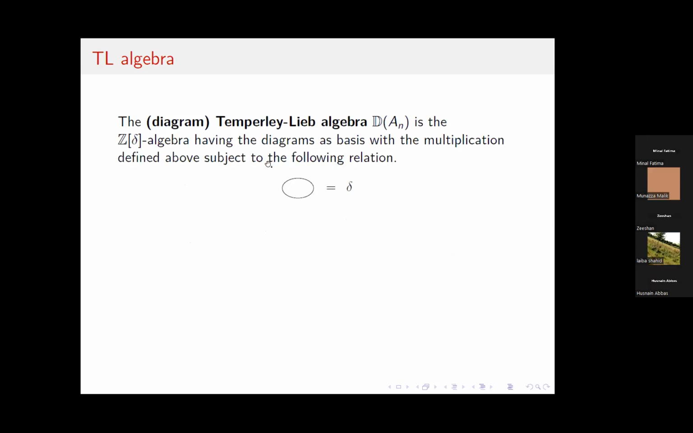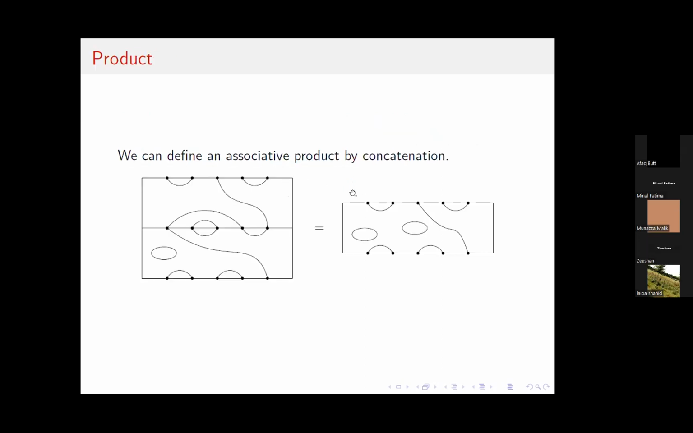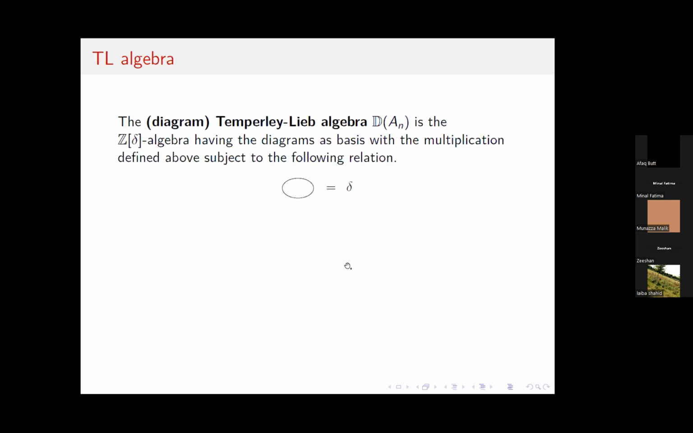It means that every time we meet a closed loop, we delete it from the diagram and we put a delta factor in front of the diagram. For example, in this picture, we have to delete these two loops, and we put delta to the square factor in front of the diagram. Delta to the square because there are two loops. So for each loop, we put a delta. And that allows us to define the diagram temperley-Lieb algebra.